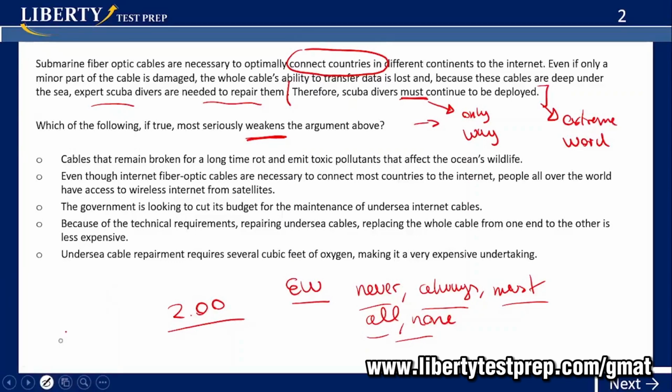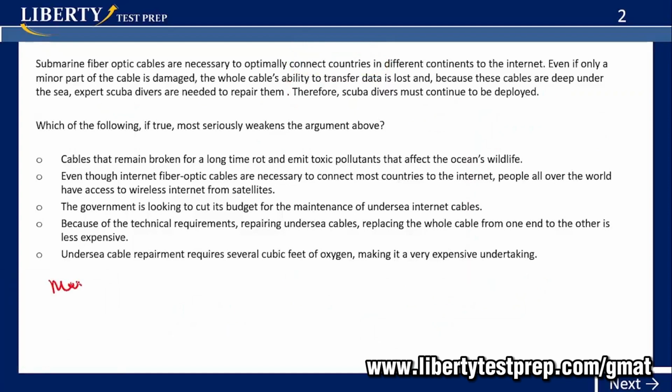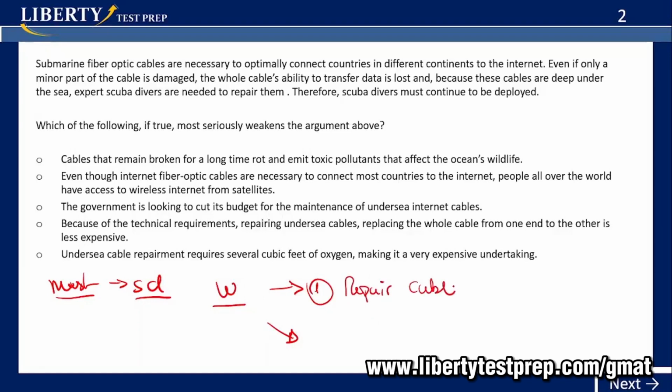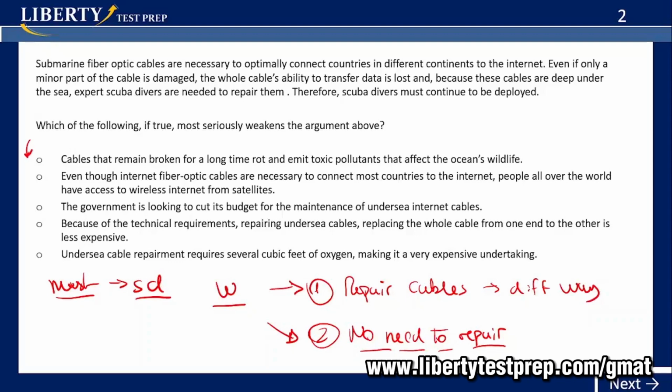The pre-thinking would be, okay, so they tell me I must send scuba divers, and I want to weaken that, so I want to say, okay, I don't need to send scuba divers. Option number one would be, we can repair the cables in some other way, right? Different way. The other one would be, we don't need to repair the cables, no need to repair them. Maybe there are other options besides cables, or there are other ways to lay out cables, okay? So those would be the two things we have in the pre-thinking before we even analyze the answer choices.